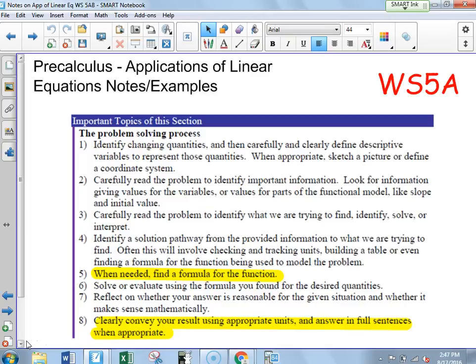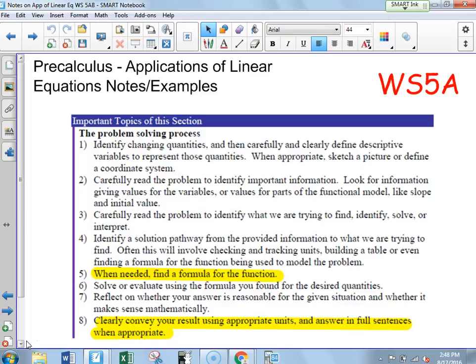For the ones we're going to do today, I highlighted number 5 because you're going to want to find a formula or an equation of the line they're talking about. And then it says sometimes you have to use it to predict a value. And at the end it says clearly convey your result using appropriate units.